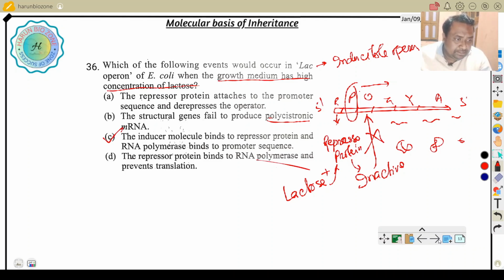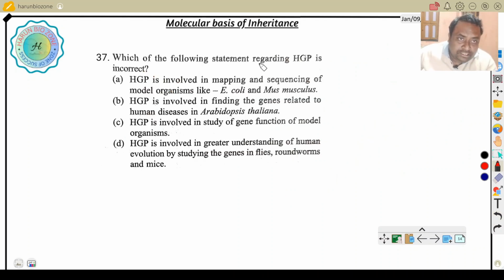Next question is, which of the following statements regarding HGP, Human Genome Project? The main purpose of the Human Genome Project is to better understand the gene sequence, function and number of genes of human beings, through which we can detect different genetic diseases and treat them through gene therapy, or by knowing the function of different genes, we can develop medical science. This is the purpose of HGP.